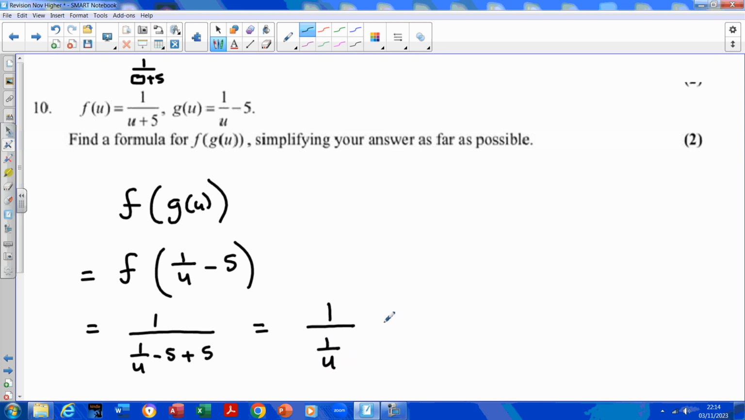Now, all you have to do is multiply top and bottom by u. So 1 times u is u. So I want to get rid of that horrible fraction at the bottom. So multiply by u at the top gives us u. And when I multiply that by u, I've got 1 over u multiplied by u. They cancel each other out and it becomes 1. So that just becomes u.